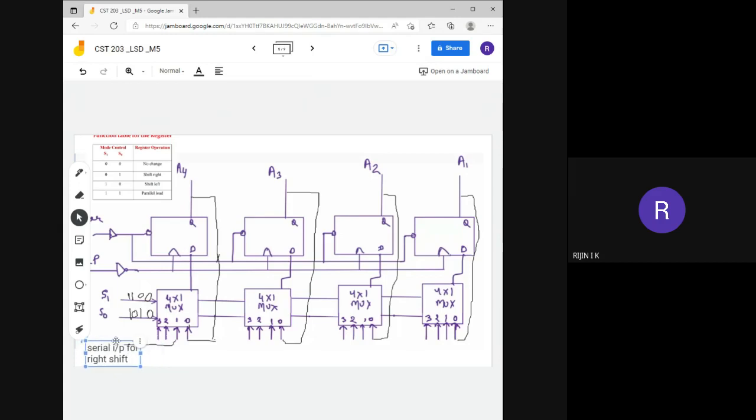Okay, here if it is 0 1 means you need to perform right shift operation. അതാണ് നമ്മുടെ അൽഗോരിതം ടേബിളിൽ തന്നിരിക്കുന്നത്. So you can provide the serial input for the line number 1. Okay, so that will be given as an input for the fourth flip flop.